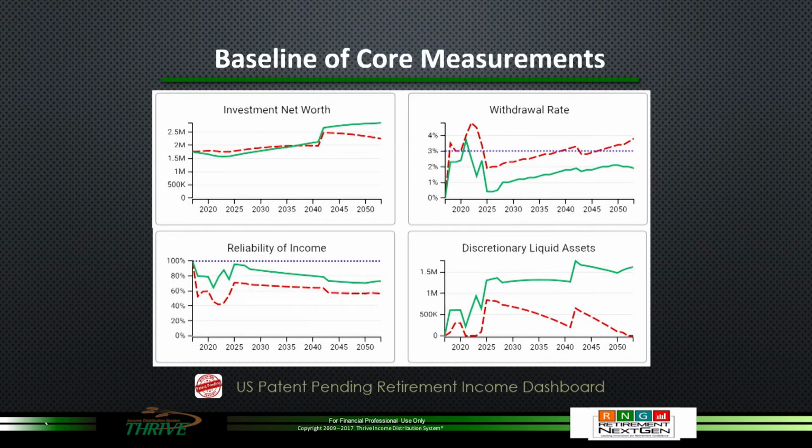Thirdly, on the bottom left-hand side, you'll see the term reliability of income. And what you can see is our average reliability was somewhere in the 60% range, and we substantially increased it to 80%. So the promise-based income went up substantially.